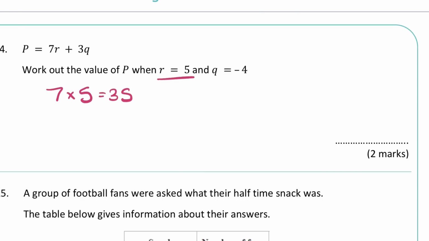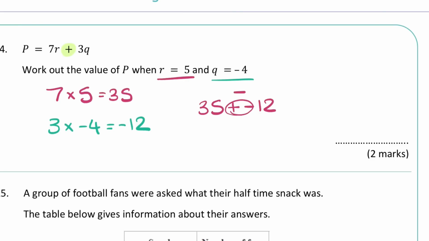We then have 3 lots of negative 4, 3 lots of Q. So we need to be careful. 3 times negative 4 is going to be, well, 3 times 4 is 12, but it's negative 4, so it's negative 12. And then I just need to put these pieces back in place, not forgetting that there is a plus symbol in the middle there. So I have 35 plus negative 12. When you have a plus and a minus symbol next to each other like that, that does just turn into a subtraction. So it is just 35, take away 12, which is 23. And there we go, that'll be our final answer.